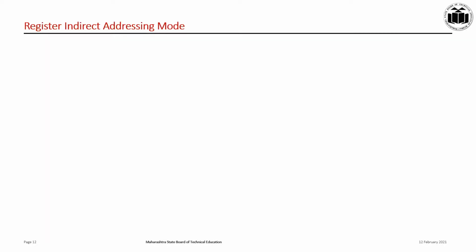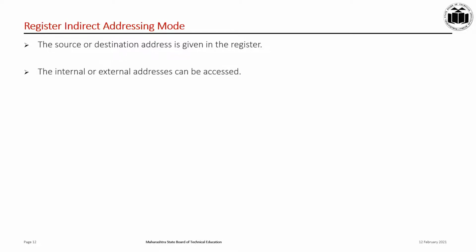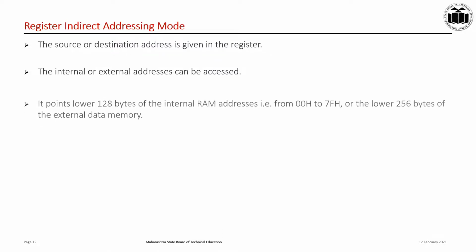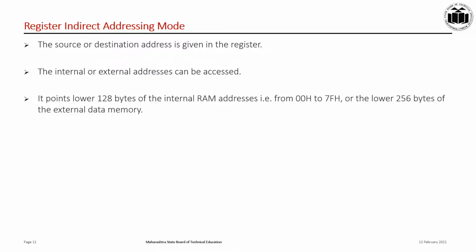Proceeding further, we have register indirect addressing mode. In this mode, the source or destination address is given in the register. By using register indirect addressing mode, the internal or external addresses can be accessed. It may point to the lower 128 bytes of the internal RAM addresses, that is from 00H to 7FH, or the lower 256 bytes of the external data memory.